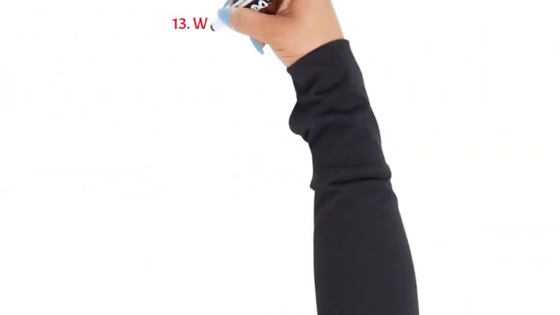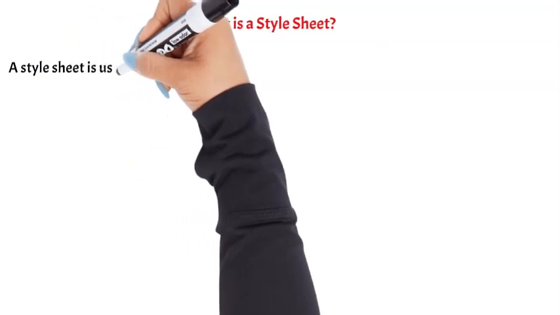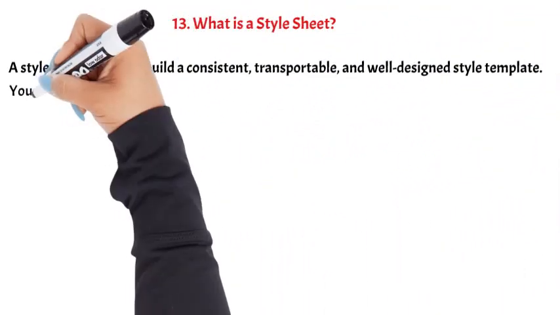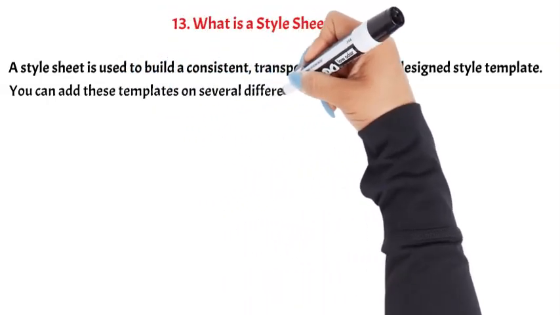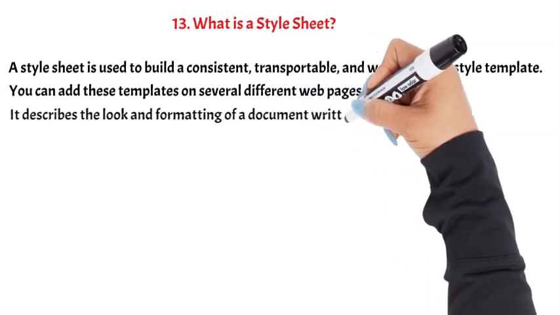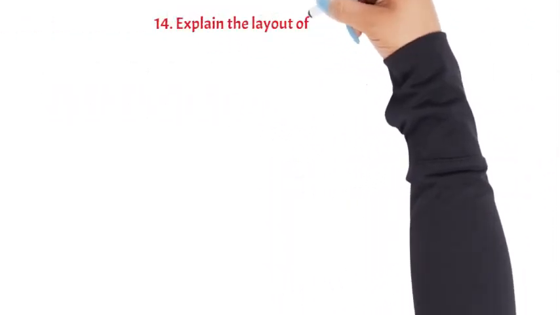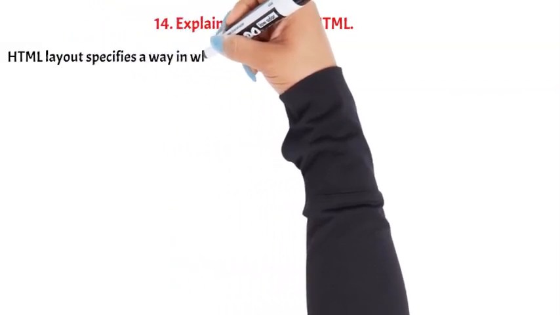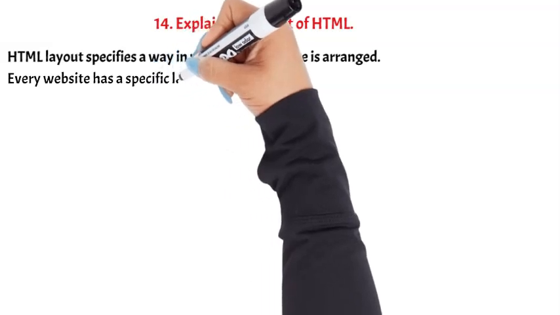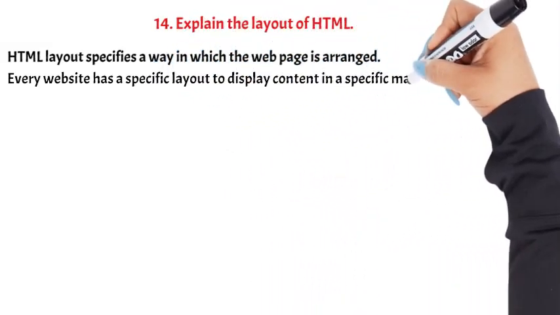13. What is a style sheet? A style sheet is used to build a consistent, transportable, and well-designed style template. You can add these templates on several different web pages. It describes the look and formatting of a document written in a markup language. 14. Explain the layout of HTML. HTML layout specifies a way in which the web page is arranged. Every website has a specific layout to display content in a specific manner.